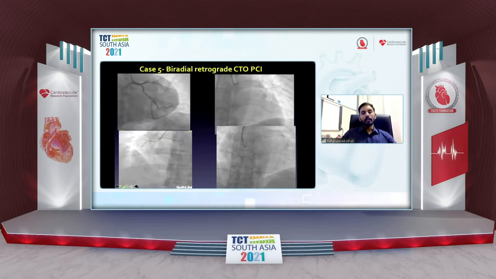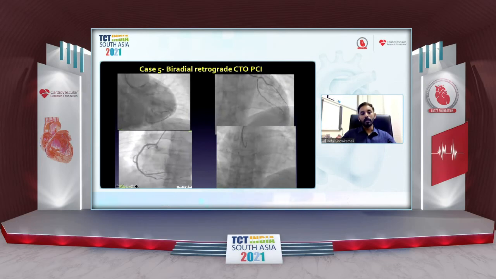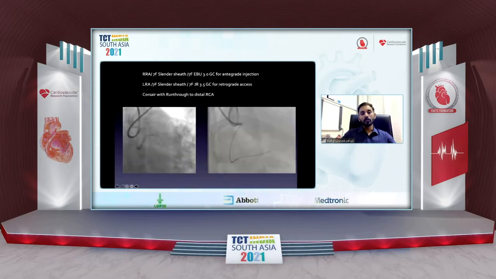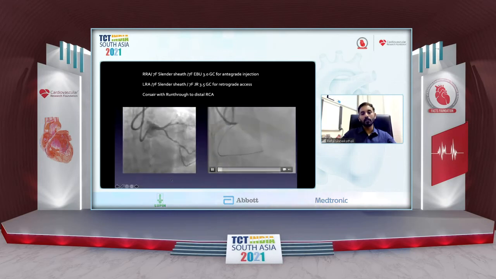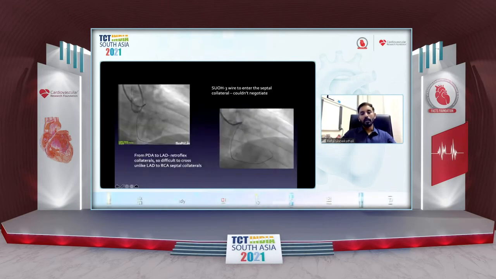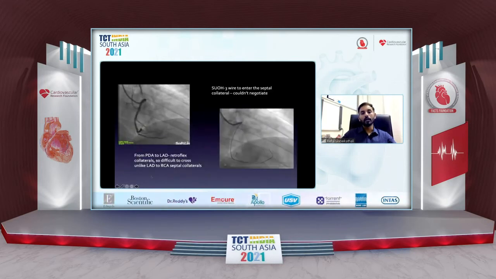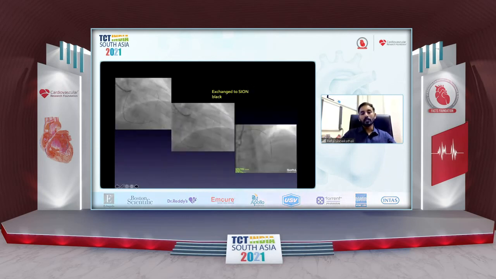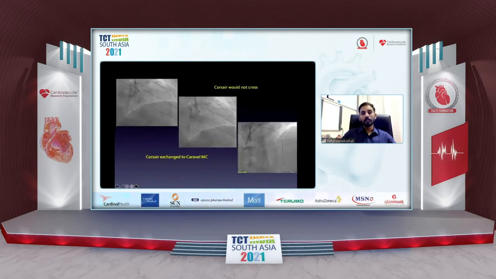And coming to CTO PCI, this is a biradial retrograde CTO, which I did in a lady. The right coronary artery was nicely supplying the distal vessels. So I used Cyan through the antegrade approach, and then this went through the retrograde with the Corsair and managed to go with the SO3 wire and entered into the antegrade lumen. This is both biradial access, both sides. The patient was around a 45-year-old guy, very cooperative, and I managed to get through that.